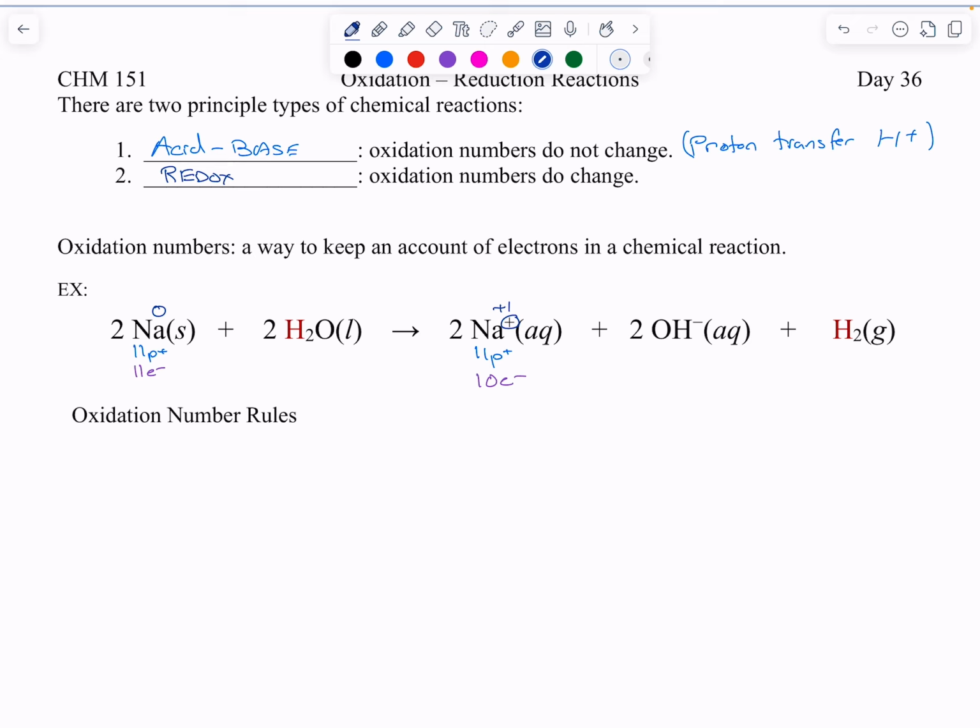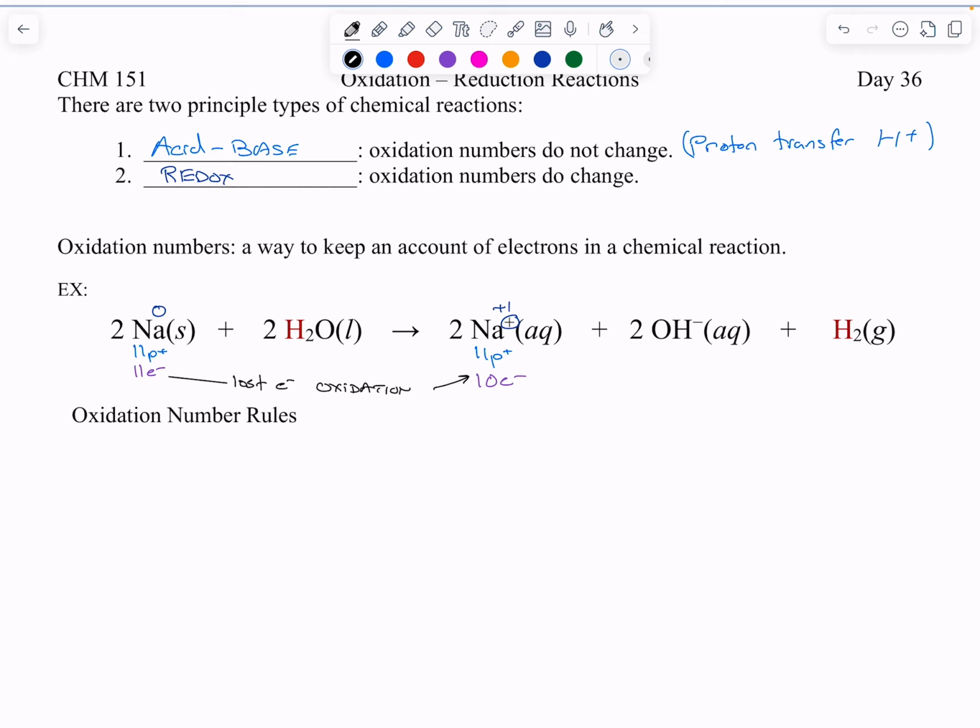And so if we go from 11 electrons to 10 electrons, we lost an electron. We call that oxidation. Now, that electron can't just disappear. It has to go somewhere. Where does it go? Well, that's not so clear.